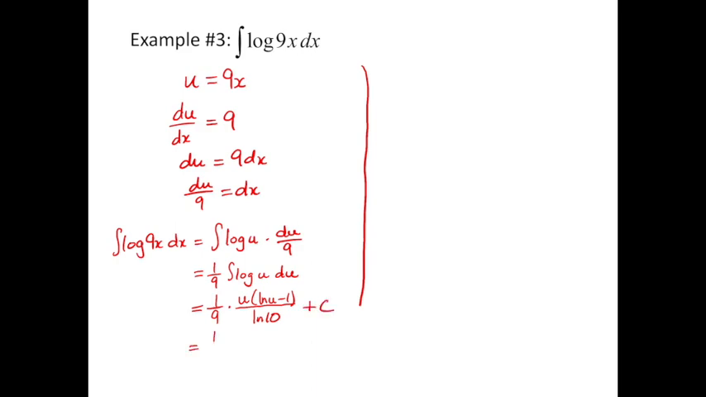So we'd end up with 1 over 9 times 9x times ln of 9x minus 1, all over the ln of 10, plus c. Now this is a case where this 9 out in front that's dividing could divide out this 9. And if we do that, then we end up with x times ln of 9x minus 1, all over ln of 10, plus c.